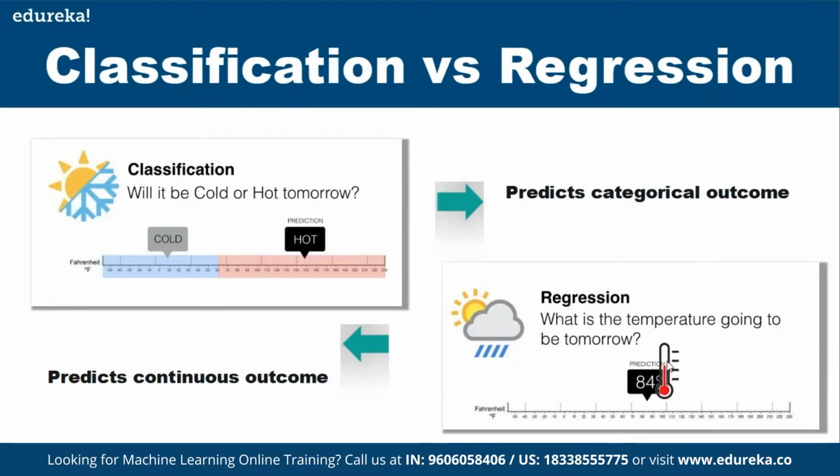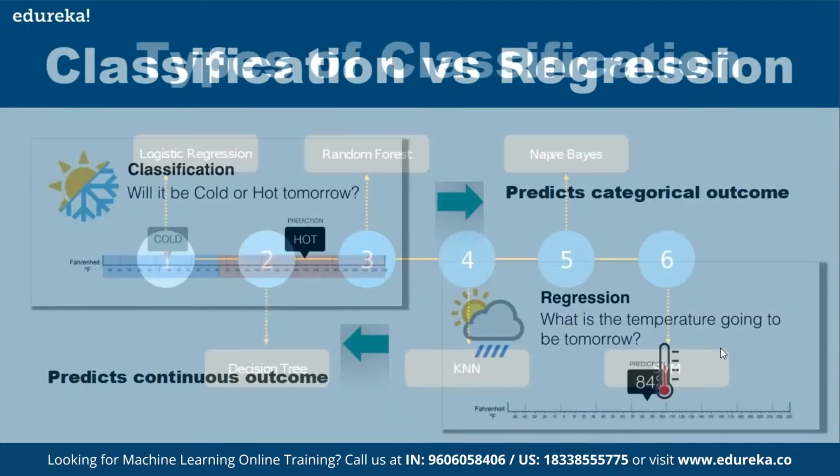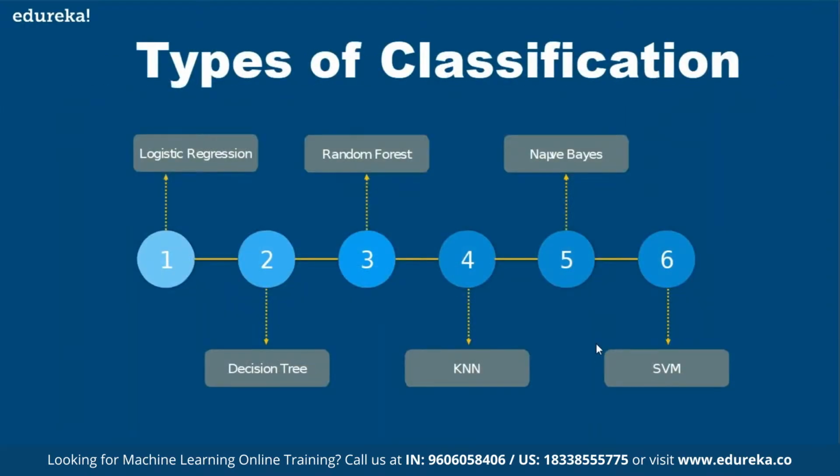Whereas here, when you say regression, it's more about the temperature values, which will keep changing. They will not be fixed. Sometimes it would be 84.5, sometimes it would be 60.5. It could keep changing, right? That comes under regression.